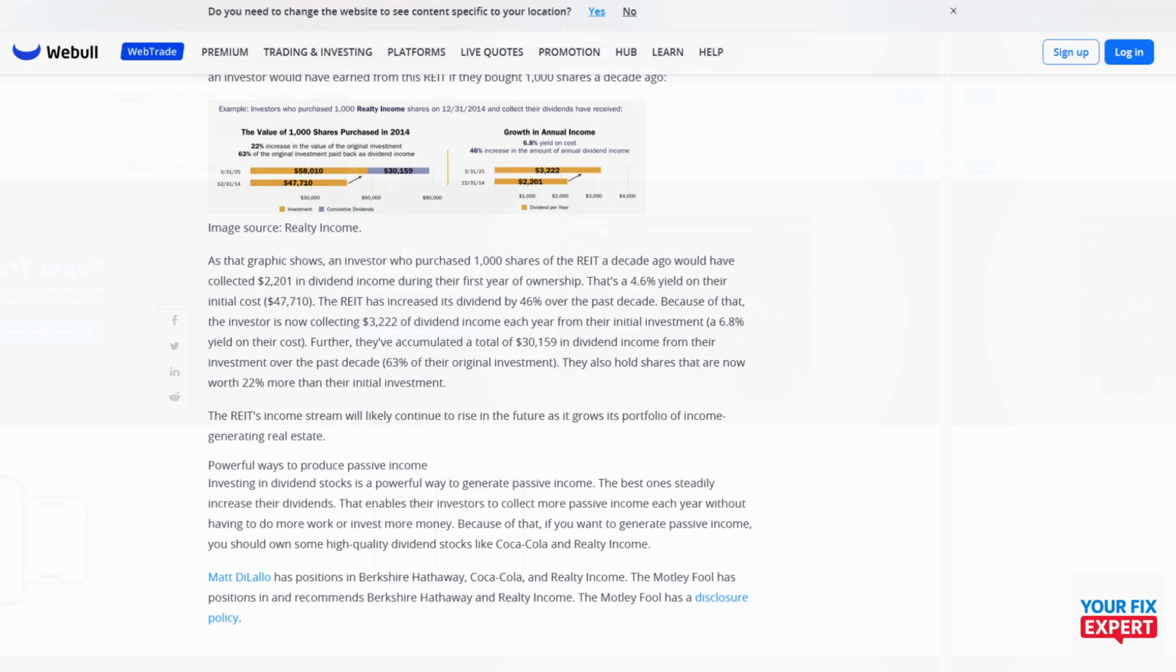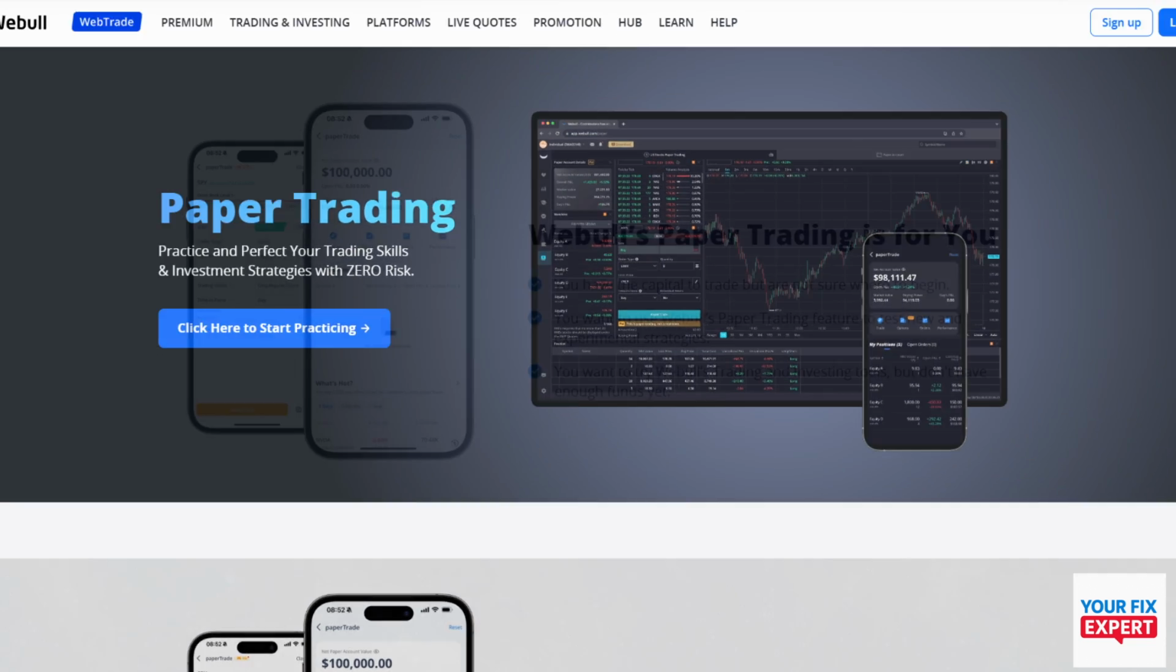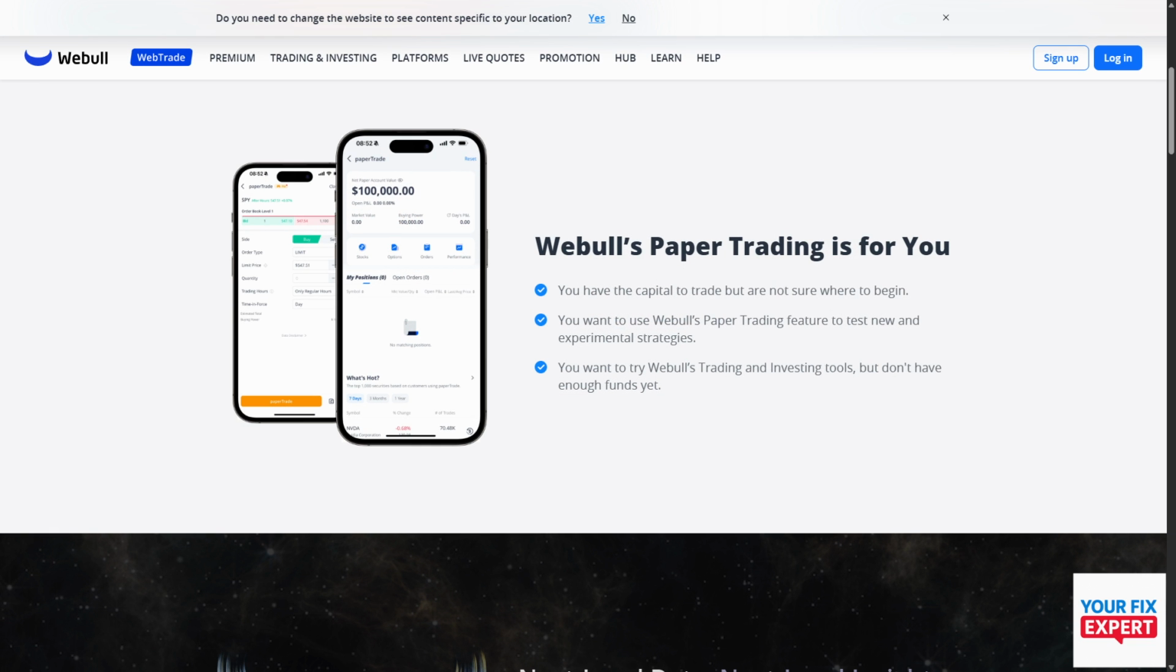Next up, we have paper trading. So before committing any real money, utilize Webull's paper trading feature to practice strategies in a risk-free environment. This tool helps you understand market dynamics and refine your trading approach without financial exposure.